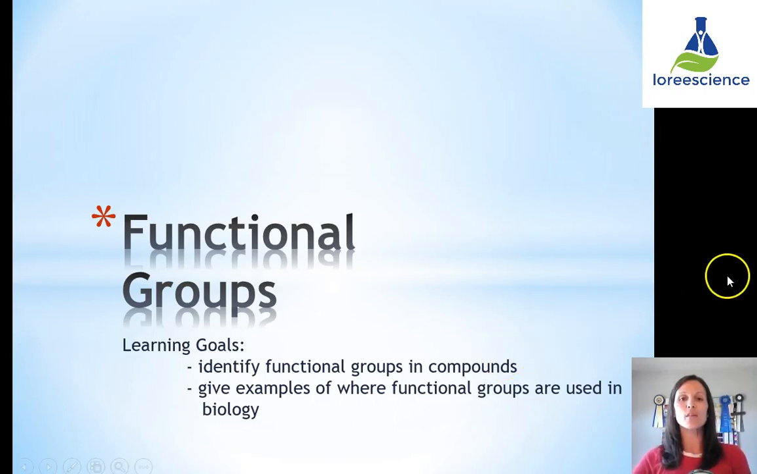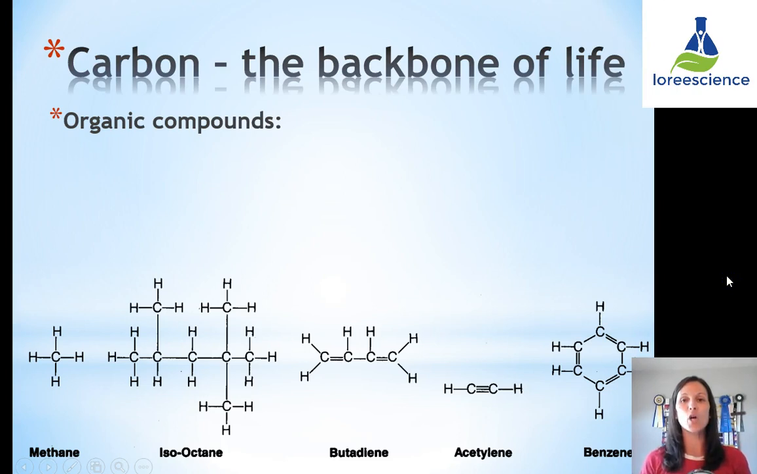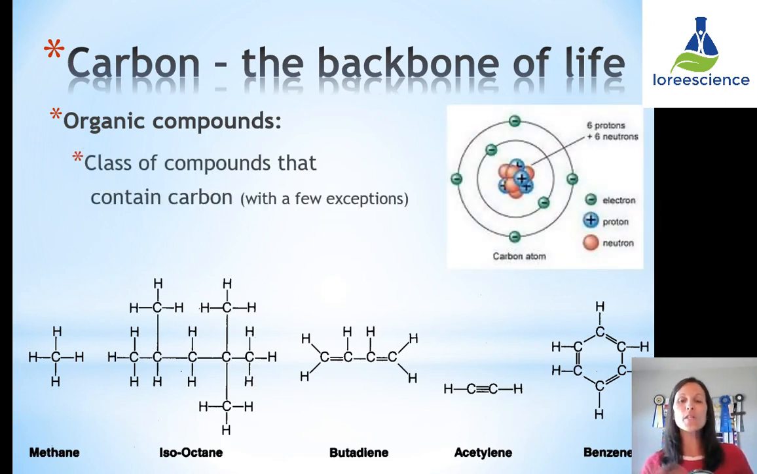This video is going to take a look at functional groups. But before we can look at functional groups, we have to take a look at carbon and its importance in biochemistry and organic compounds. Carbon is often called the backbone of life in that it is the main element of organic compounds. Now, when we talk about organic compounds, we're talking about the class of compounds that contain carbon. There are a few exceptions to that, but for the most part, organic compounds means that they are primarily composed of carbon.